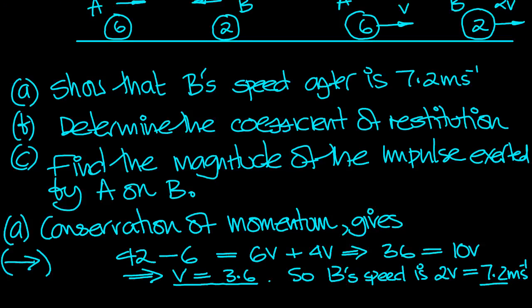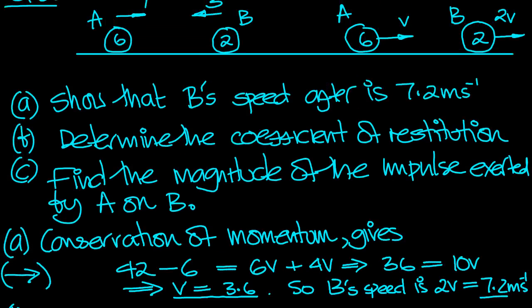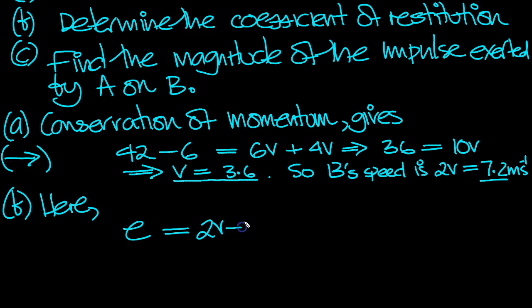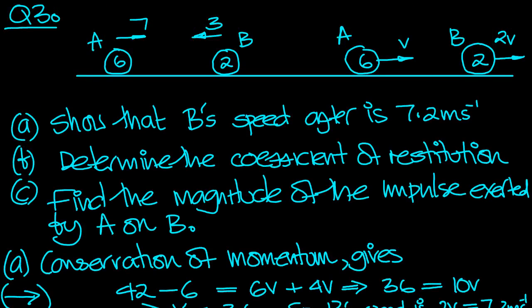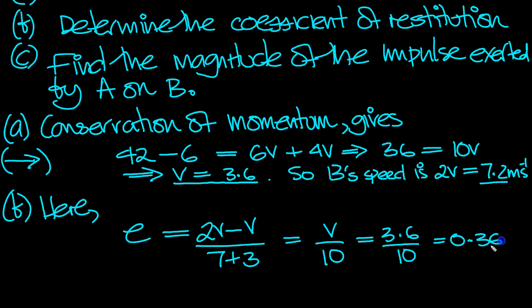Determine the coefficient of restitution. Here the coefficient of restitution, which we label customarily as e, is equal to the speed that they're going apart afterwards, 2v minus v, divided by the speed that they approached at, 7 plus 3, which is equal to v over 10. v is equal to 3.6, so e is 3.6 over 10, which equals 0.36. So that's the coefficient of restitution.